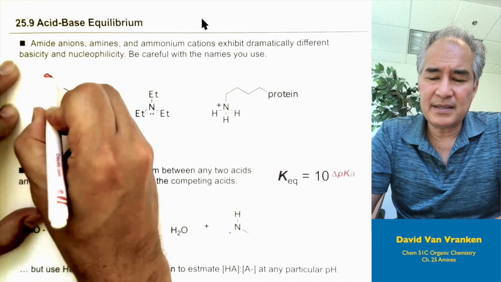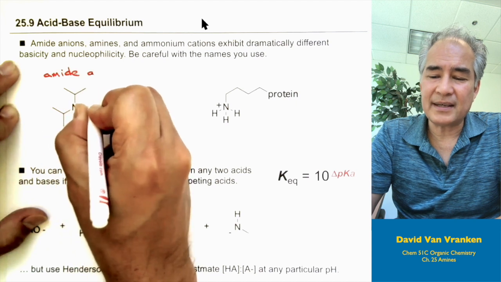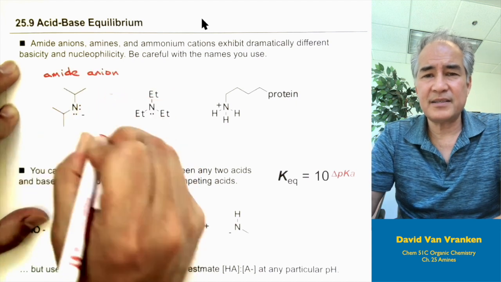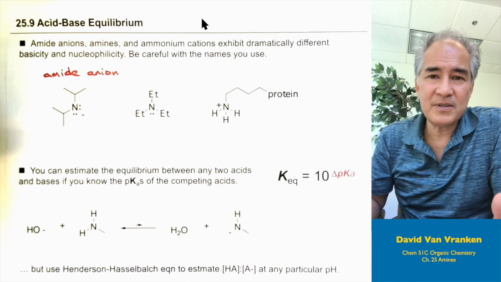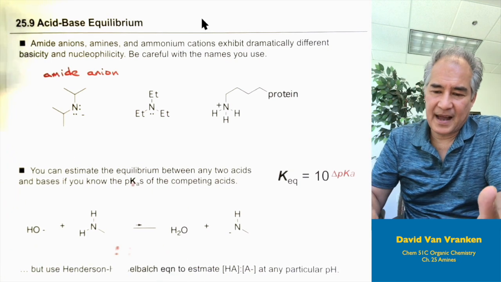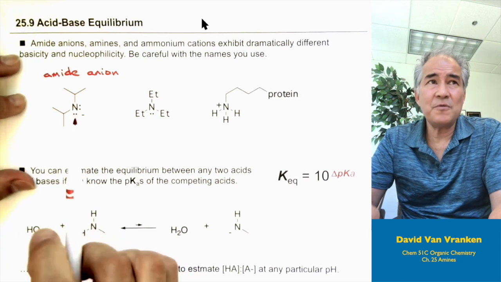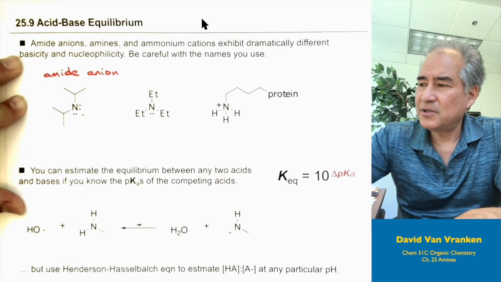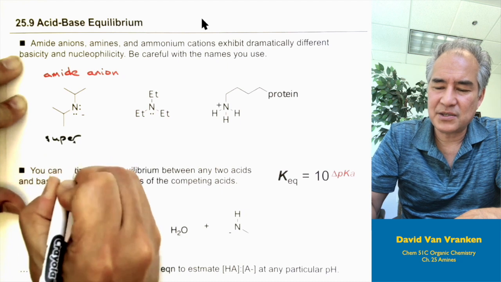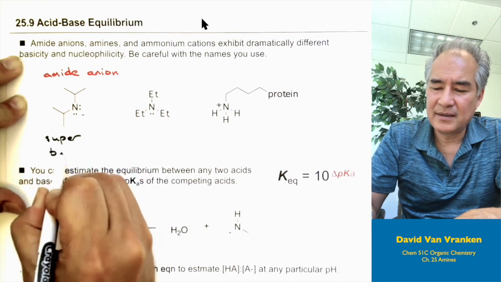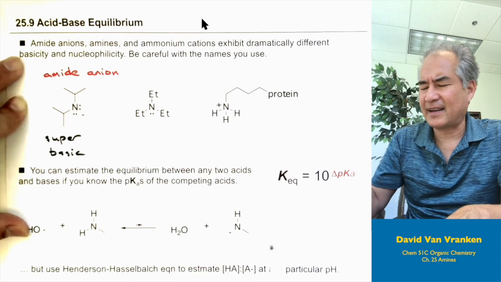So let me just write this down. An amide anion is just crazily basic, instantaneously and quantitatively deprotonates alpha to carbonyls, alpha to ketones, alpha to esters, alpha to aldehydes. So amide anions are super basic. Let me just go ahead and write that down. Super basic. That's so much more basic than an alkoxide, like 20 orders of magnitude more basic than an alkoxide anion.